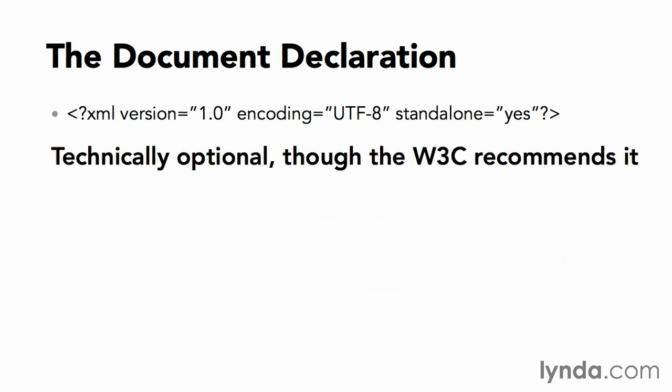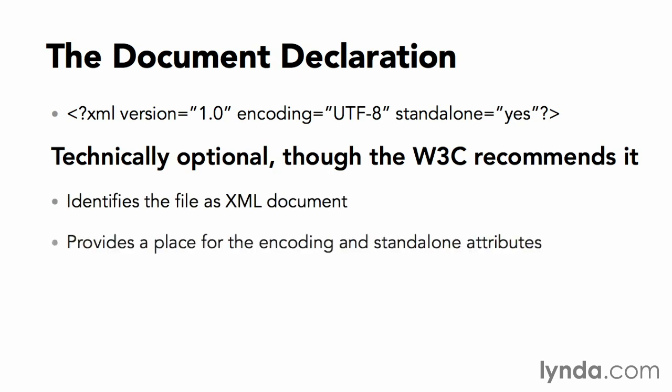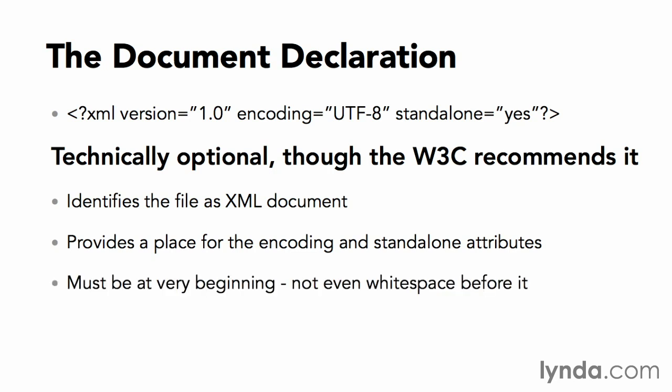Now, the document declaration is technically optional, though the W3C recommends it if you're going to be using XML data. But you can make XML documents that don't include this. I don't recommend it, though. It's always a good idea to have the document declaration. It identifies the file as an XML document and provides a place for the encoding and standalone attributes. It has to be at the very beginning of the XML data. You can't even have white space before it.